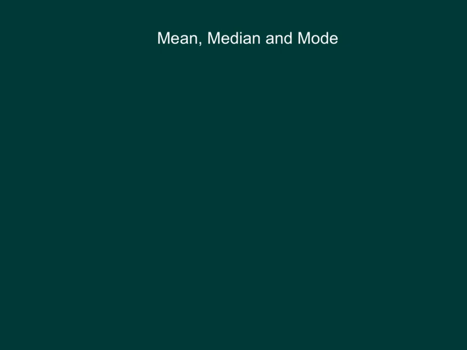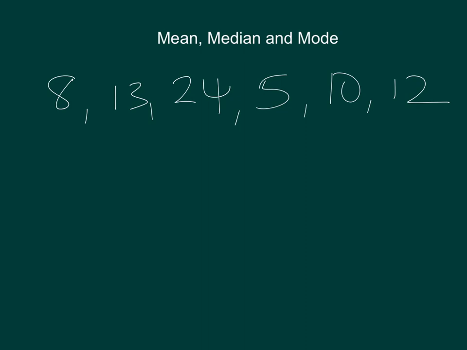Guys, today's lesson is going to be short and sweet. We are going to review mean, median, and mode. So, given the following data, we have the numbers 8, 13, 24, 5, 10, and 12.